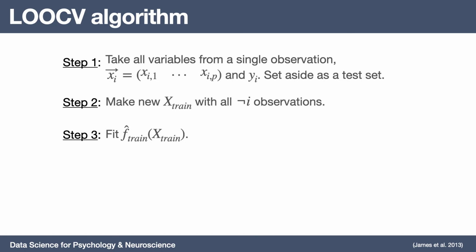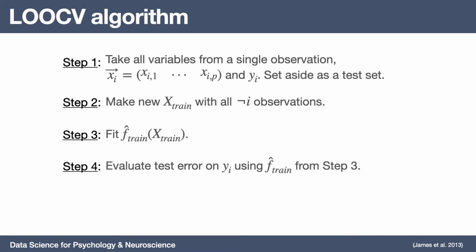Step 3, now fit your model, f hat train, to that new data set that has everything but the holdout set observation. Step 4, then you evaluate your test error on yi from the model that you learned in step 3. You repeat steps 1 through 4 for all n observations. So you have to run this algorithm n times if you have n observations.